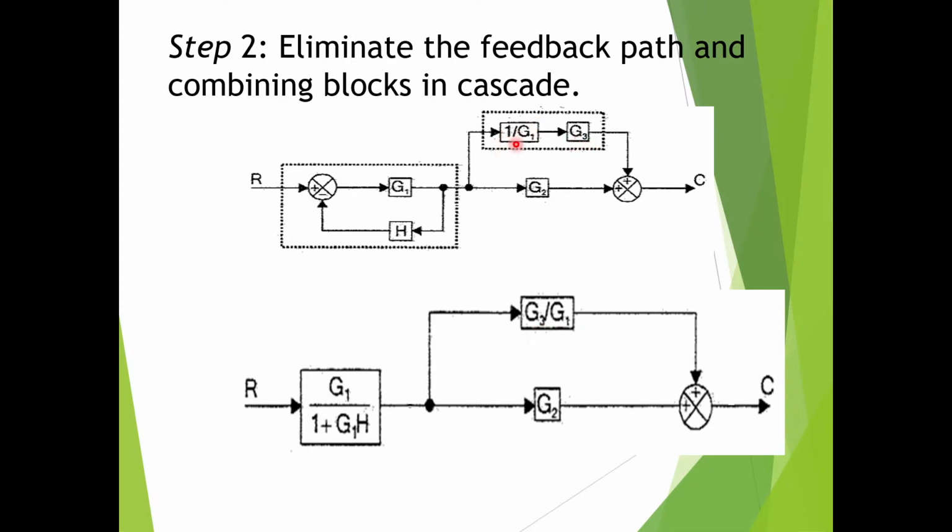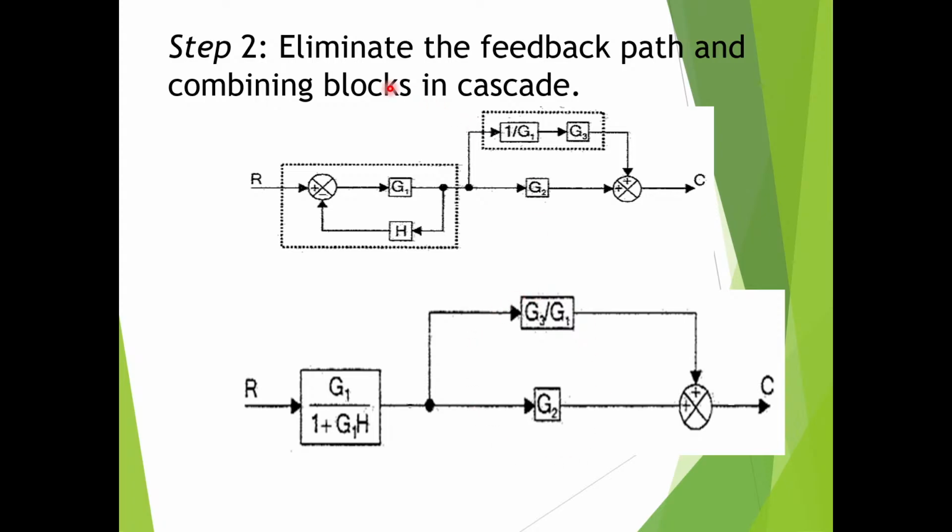Now you just multiply G3 and 1 by G1. You will get G3 by G1, because 1 by G1 and G3 are connected in cascade. So now these two are parallel, so you eliminate this parallel path: G2 plus G3 by G1, or G3 by G1 plus G2, your wish. Whichever term you want to write first, it doesn't matter. It is not compulsory that you must write G3 by G1 first and later G2.